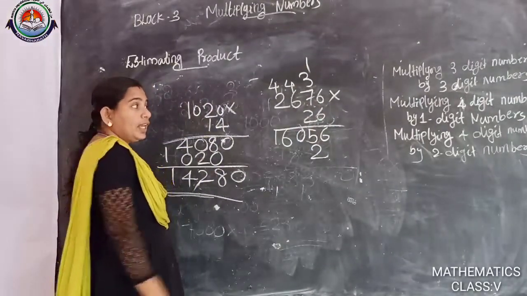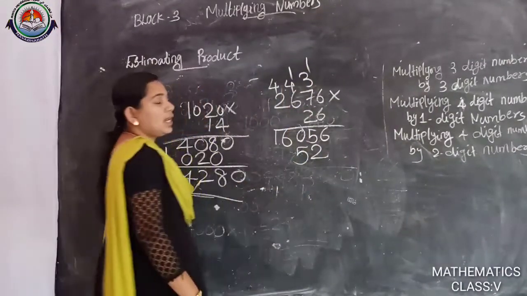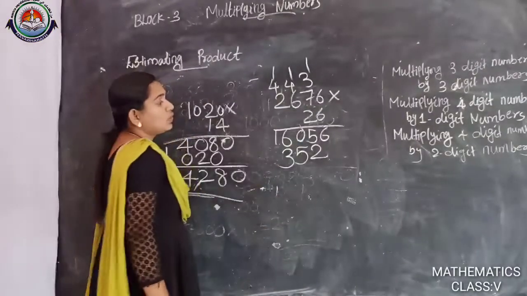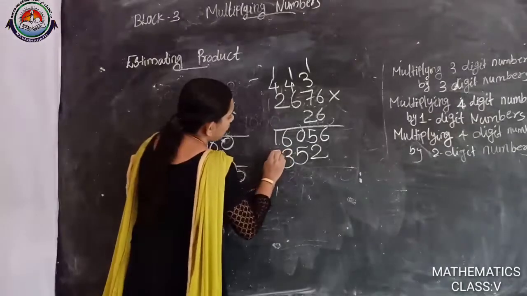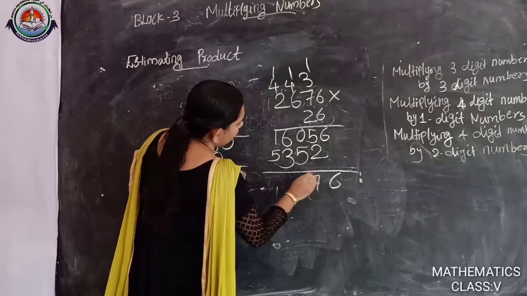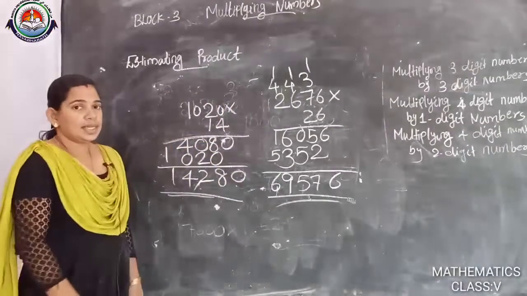2 into 7, 14. 14 plus 1, 15. 2 into 6, 12. 12 plus 1, 13. 2 into 2, 4. 4 plus 1, 5. So 6, 7, 5, 9, 6. This is the answer.